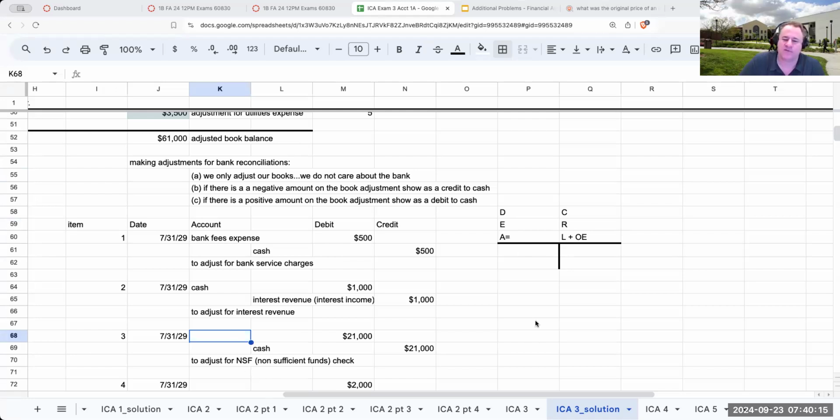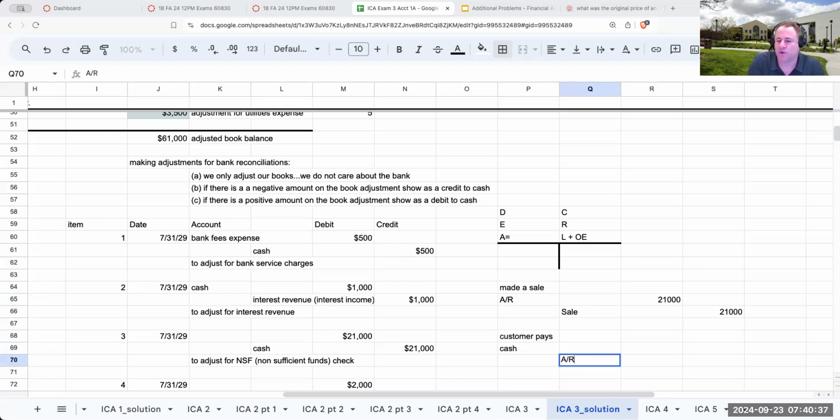So this NSF check, what exactly happened? Well, I went through and I probably made a sale, right? So I basically made a sale a long time ago. Then the customer pays. When the customer paid me, I debited cash and I credited accounts receivable. Right? That's ultimately what happened.